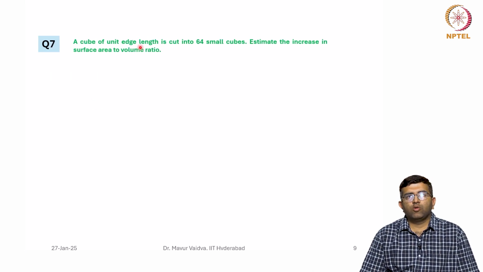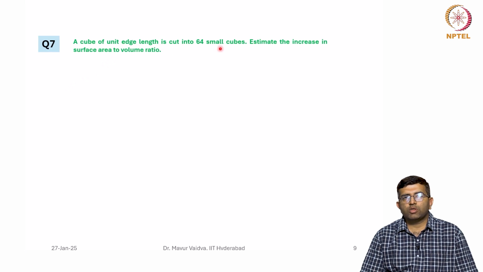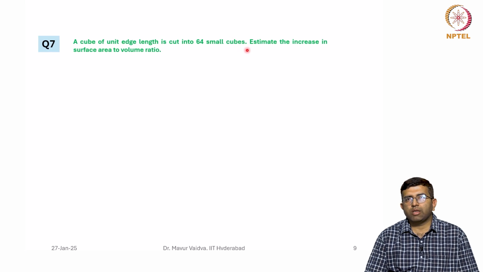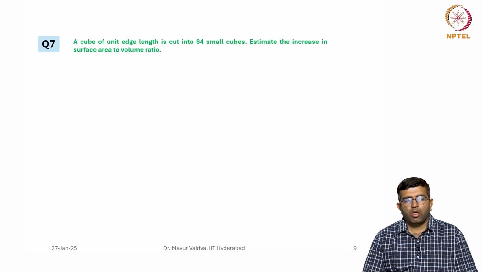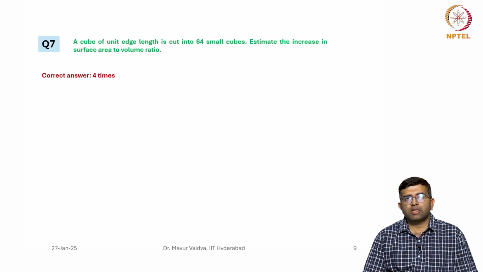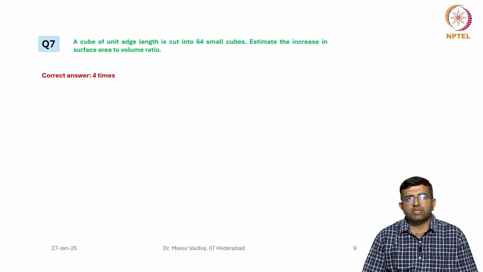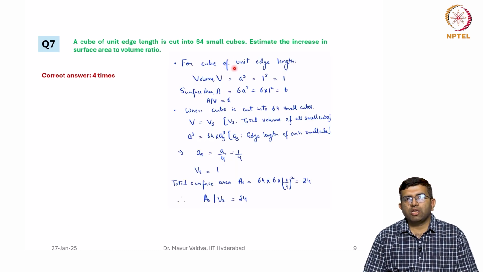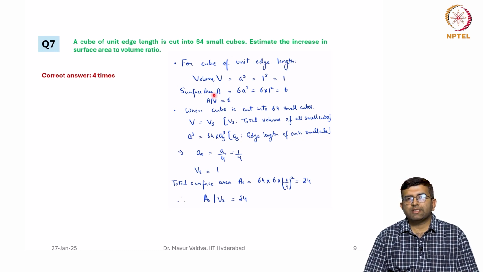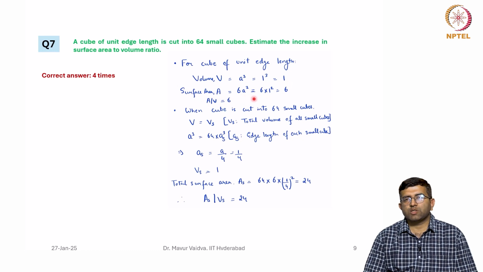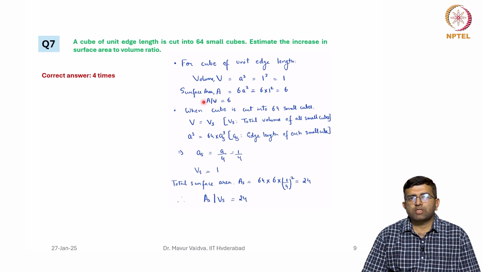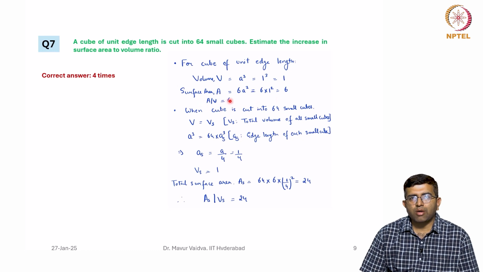Question number 7. A cube of unit edge length is cut into 64 small cubes, and assume that all these small cubes have similar dimensions. Estimate the increase in surface area to volume ratio. The correct answer is 4 times. Let us see how we can derive it. Initially, when you have a cube of unit edge length, the volume is a cube, which is equal to 1, and the total surface area is 6a square, which is equal to 6. So, the surface area to volume ratio A by V is nothing but 6.